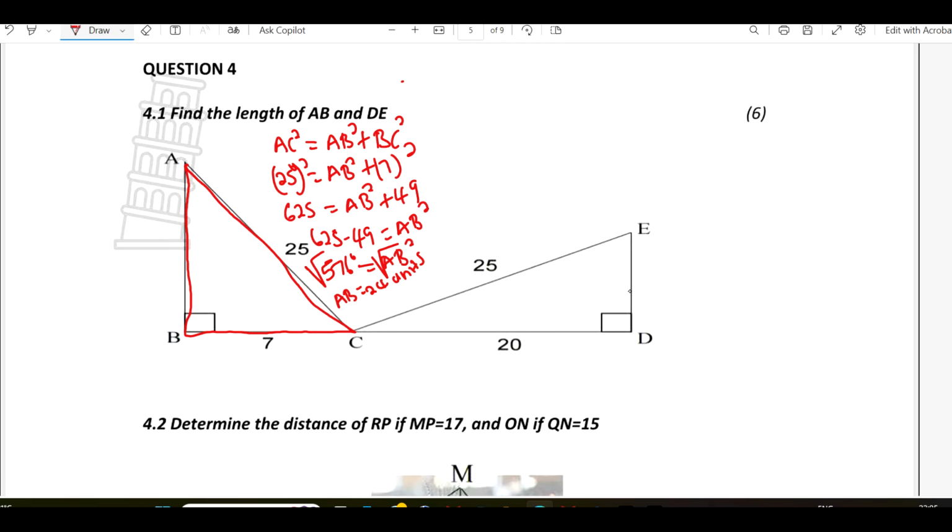Let's go to AD. For AD, I will use this right angle triangle. And again, the biggest side, the hypotenuse, equals the other sides. It's going to be CE squared equals CD. And guys, don't get confused here.